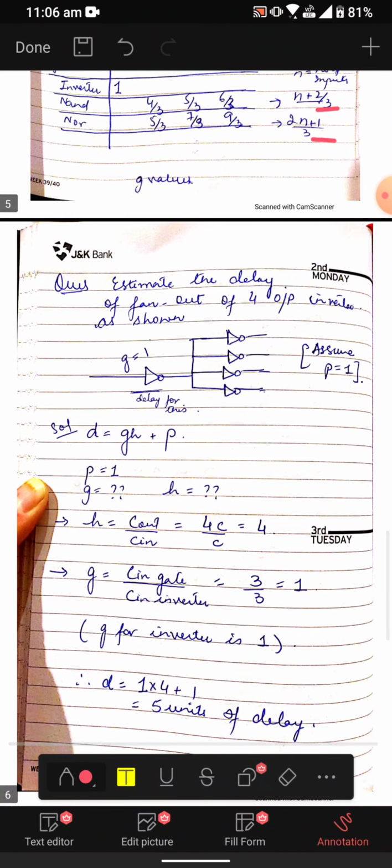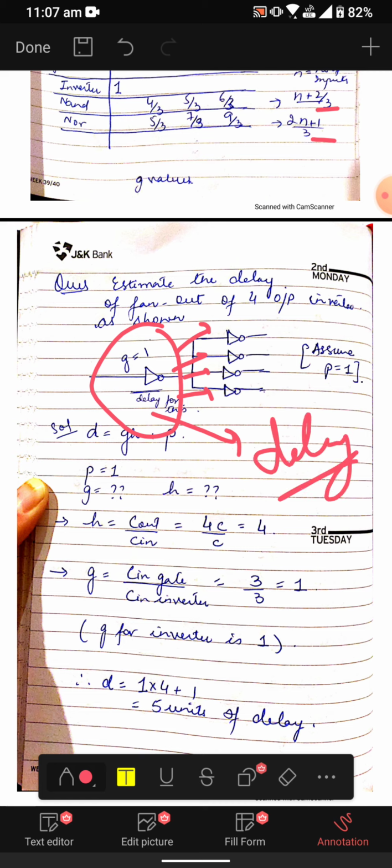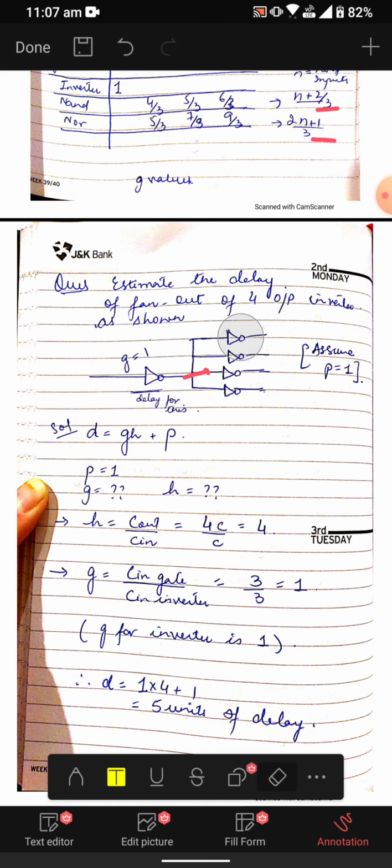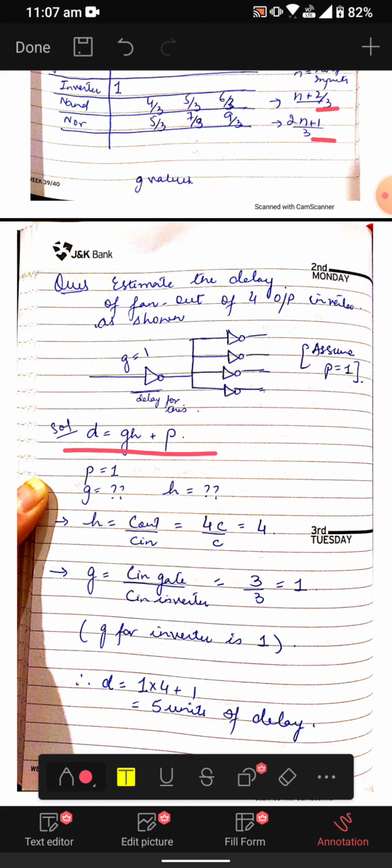Now there is a question. We have to estimate the delay of fan out for 4 output inverter as shown in the figure. Okay. तो हमें किसका डिले निकालना है? Of fan out of 4 output inverter. मतलब हमें इस इन्वर्टर का जिस पे हमें क्या लगे हुए हैं? 4 आउटपुट इन्वर्टर्स लगे हुए हैं. हमें इसका क्या निकालना है? हमें इसका डिले कैलकुलेट करना है. ओके. So how do we do it? पहले हमें पता है डिले it is equal to GH plus P.